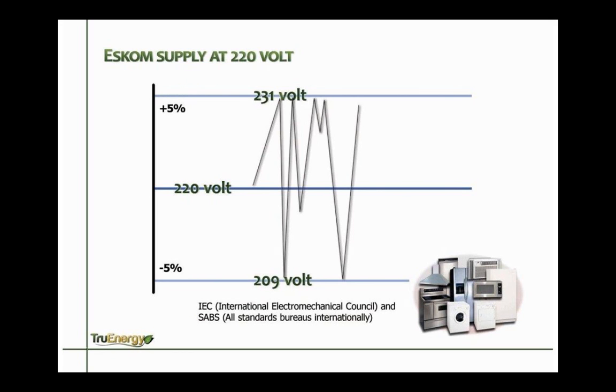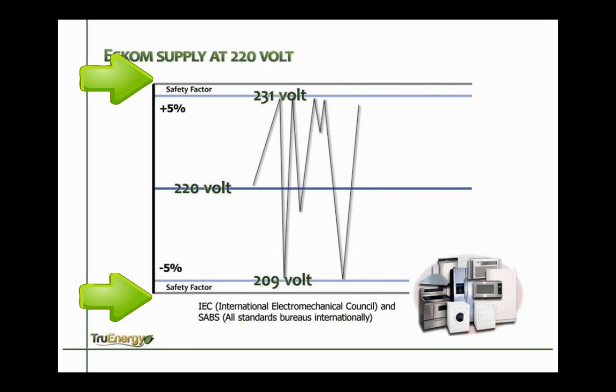Obviously all factory design engineers factor in a safety factor on top and bottom of this range. Safety factors are added, as product manufacturers do not want their product to fail, should the supply be 209 or 231 volt. They normally add 20 to 30% to the design of the products.